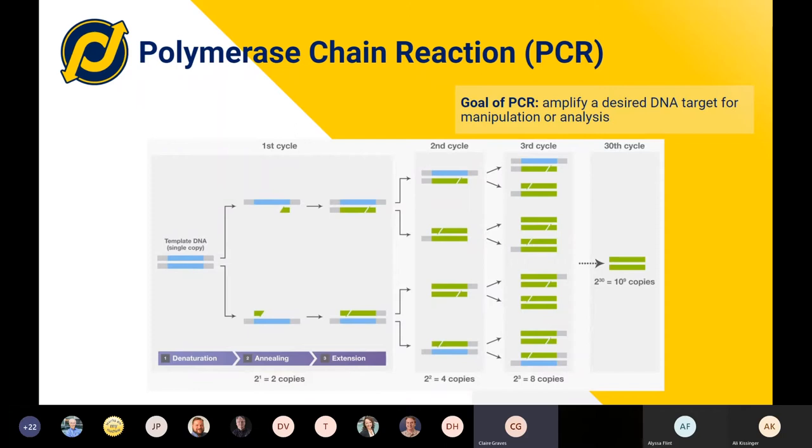So with each subsequent cycle, the DNA is doubled, so you can see here on the right-hand side of the screen. After 30 cycles, you have 10 to the ninth copies of your target DNA sequence if you just started with those two template strands, or that one double-stranded template DNA. Does anyone have any questions so far?